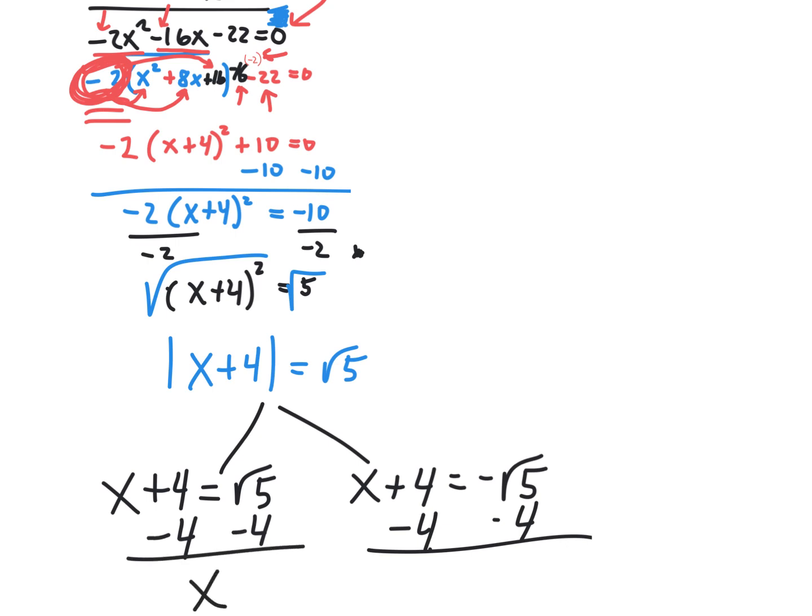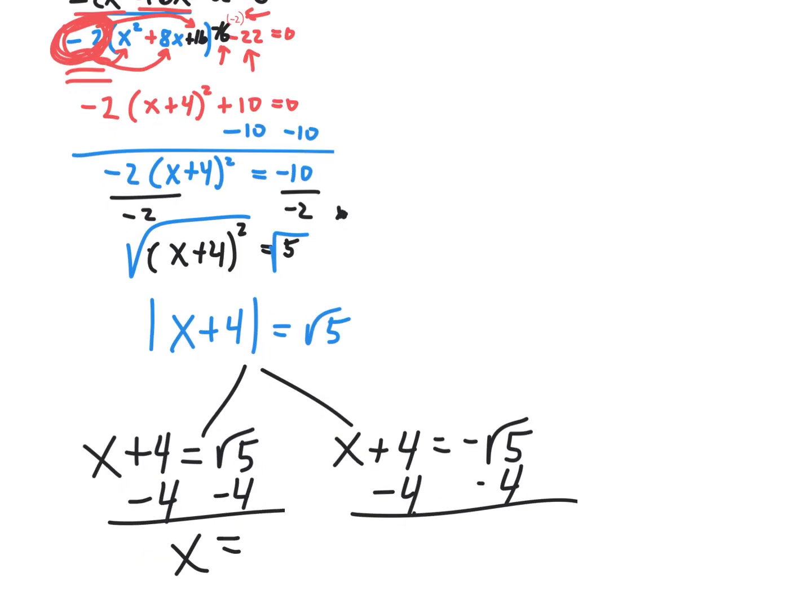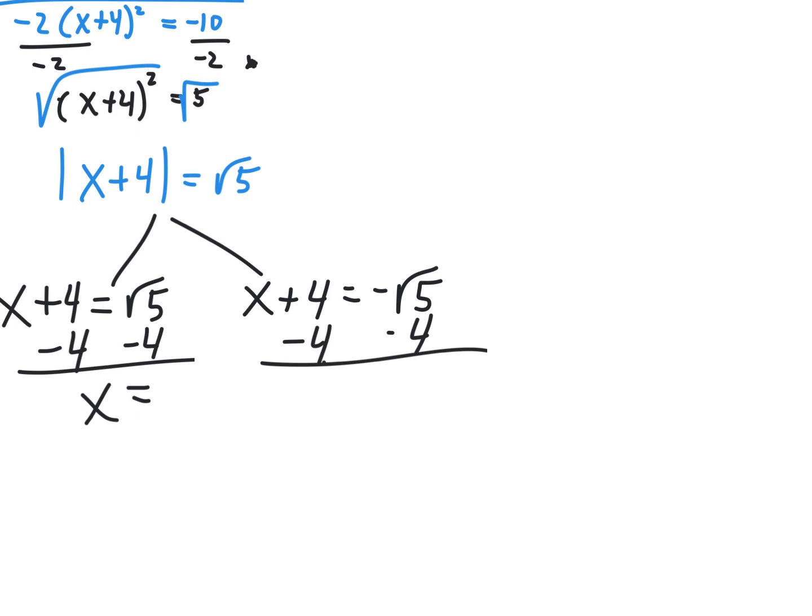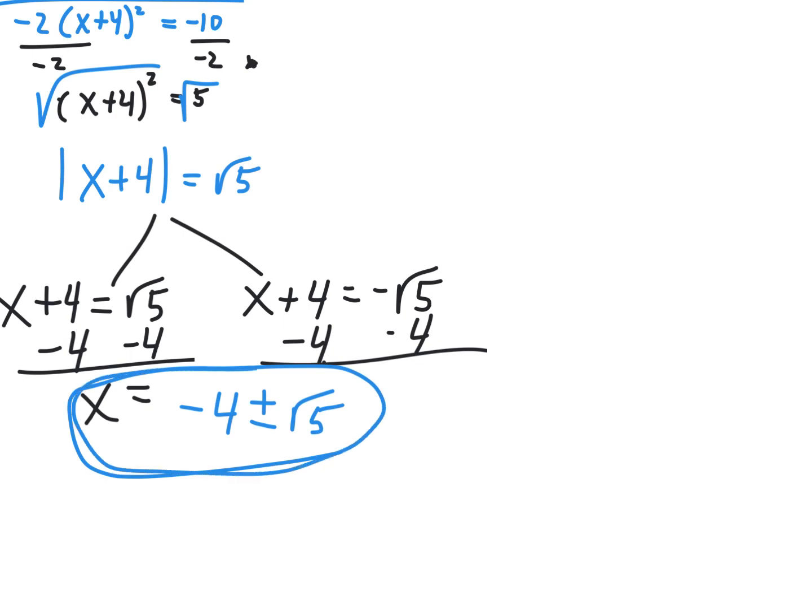And I'm going to put them both together for a final answer of -4 plus and minus square root of 5. Anybody have that before I did? Cool, at least half of you. That was the hardest math problem we've done.